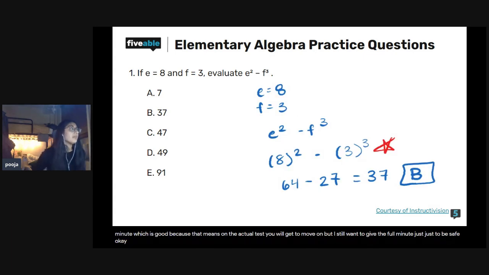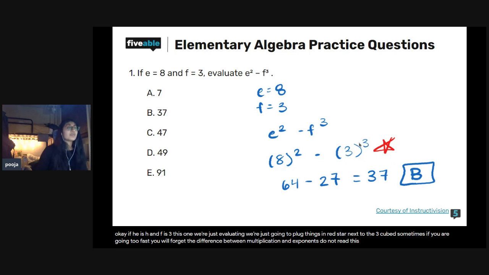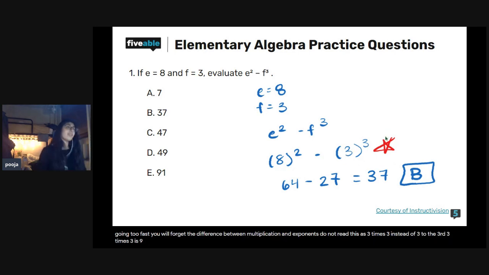Okay, if E is H and F is 3, this one we're just evaluating. We're just going to plug things in. Red star next to the 3 cubed. Sometimes if you are going too fast, you will forget the difference between multiplication and exponents. Do not read this as 3 times 3 instead of 3 to the third. 3 times 3 is 9. 3 to the third is 27. Okay? So then when we do 64 minus 27, we'll get 37, which is B.